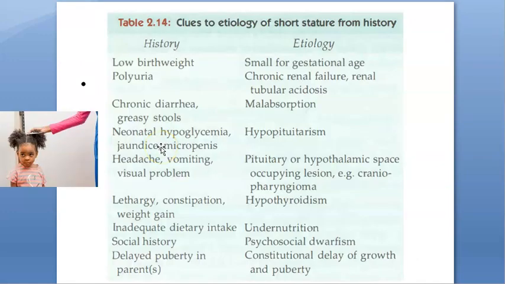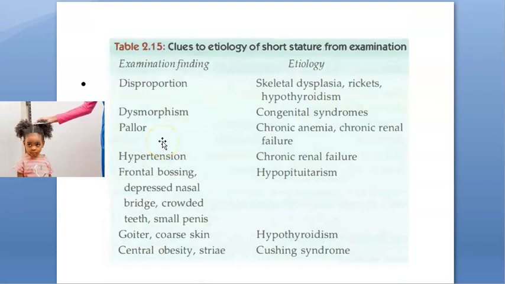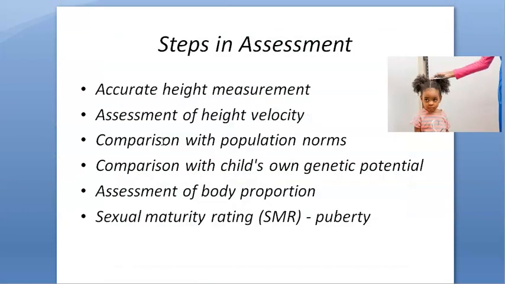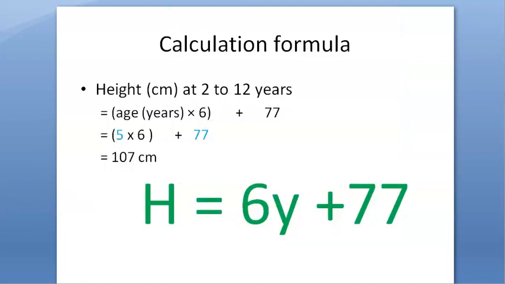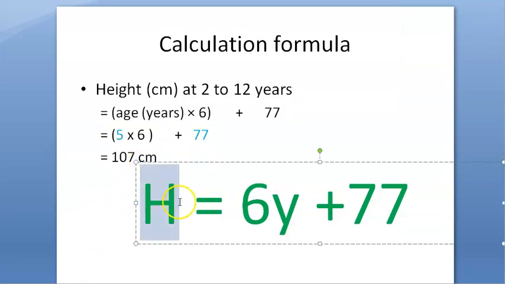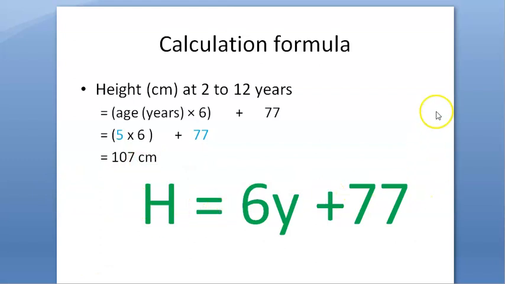Based on history, how to guess the cause, and based on examination, how to guess the cause. How will you assess a short stature child, and what investigations will you order. And based on your report, you will have to treat the cause, isn't it? Height of a child approximately you can calculate as 6y plus 77. This is the height that it should be. Expected height: 6y plus 77.